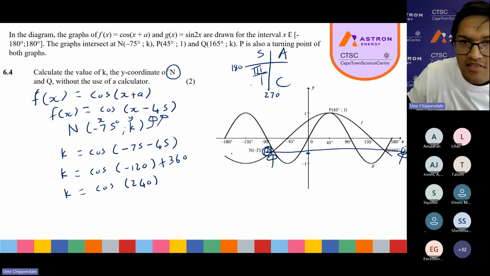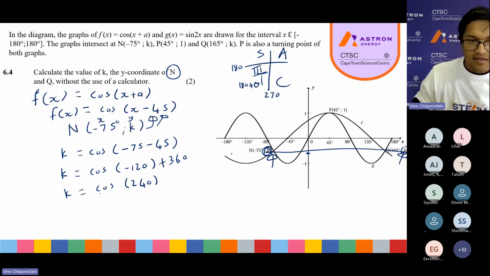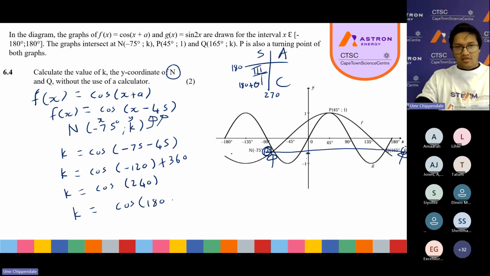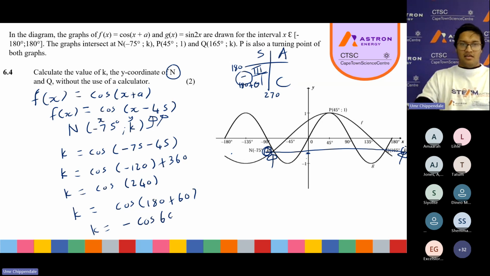So what is the reduction formula within that section? That is 180 plus theta. So we need to make that align with it. So that's going to be equal to cos of 180 plus how much will give us 240? Well, it's going to be 60. And what is cos within this section over here? Negative. So therefore, k is equal to negative cos 60. And hey, this 60 should ring a bell for you.